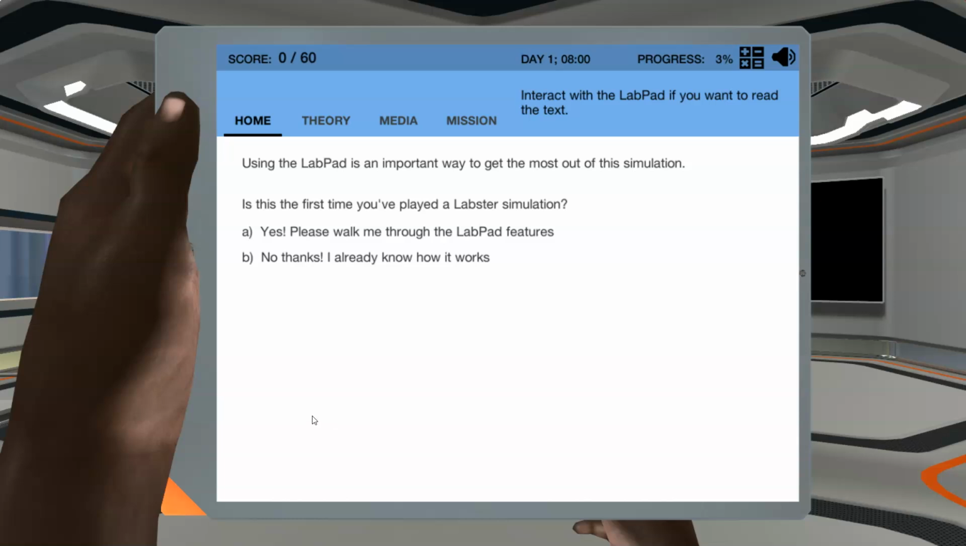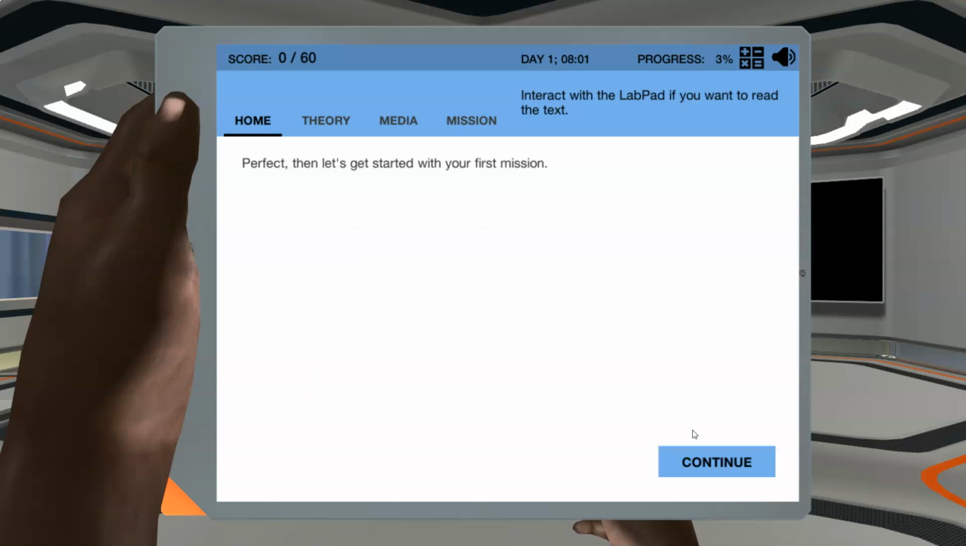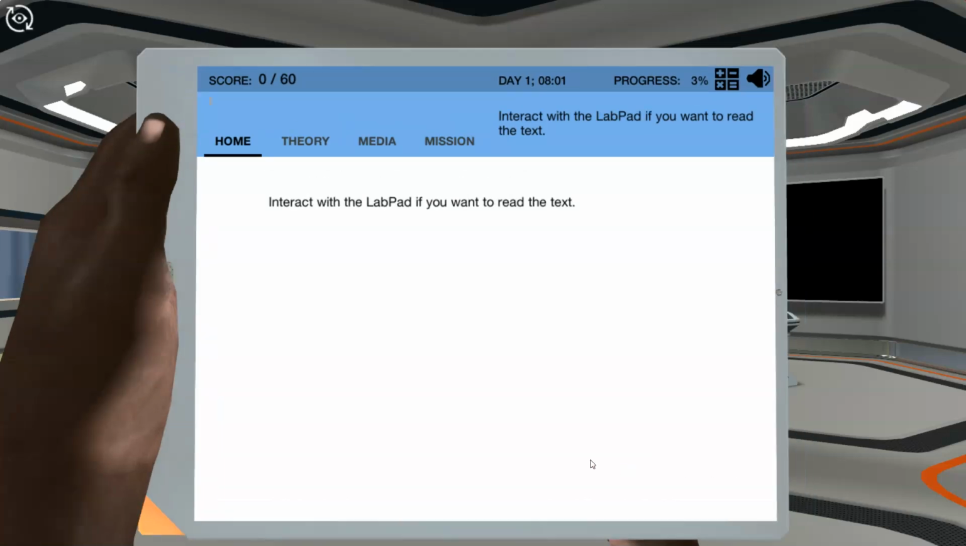Using the lab pad is an important way to get the most out of this simulation. Is this the first time you've played a Labster simulation? Perfect, then let's get started with your first mission.